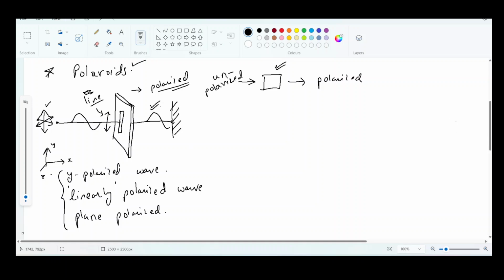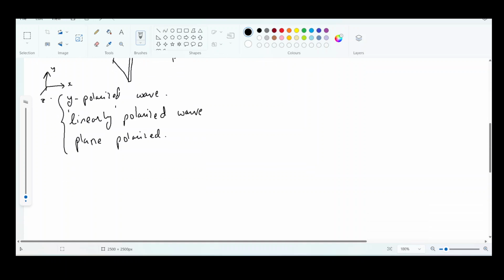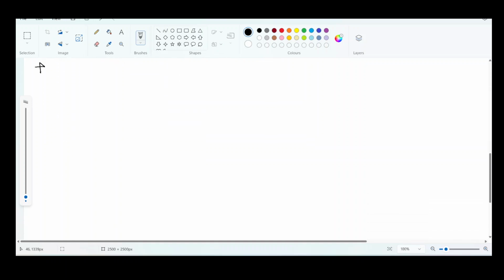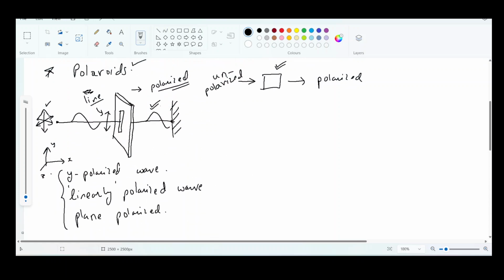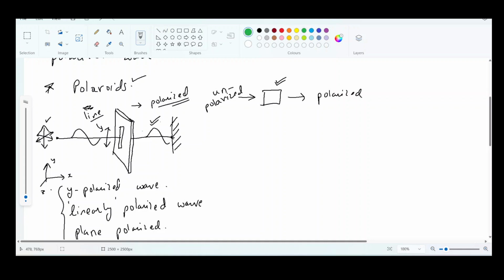All right, having understood polarization and polaroids, now we can move on to understand Malus theorem, or Malus law. Malus law is something related to polaroids. Every polaroid has a pass axis. Pass axis means, for example, the pass axis of this slit is in this direction. This is the pass axis.